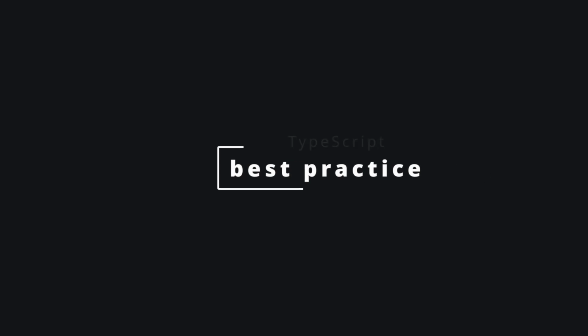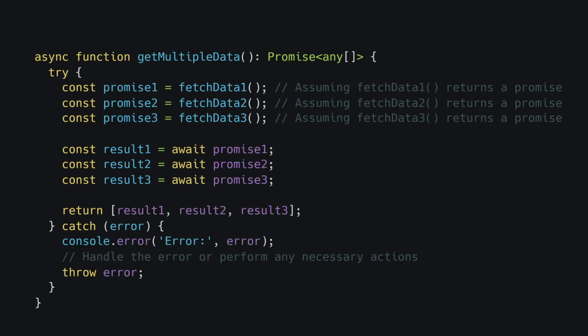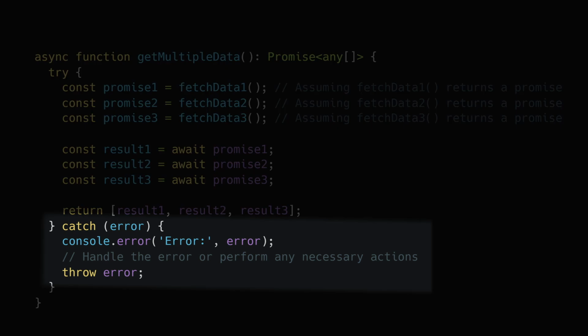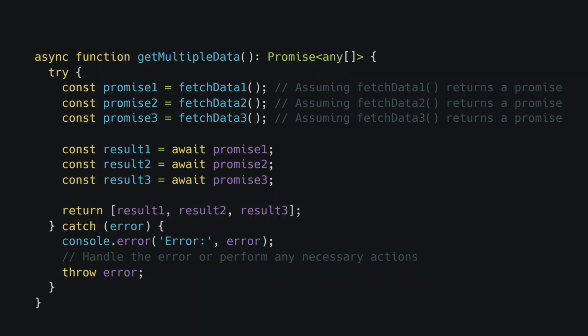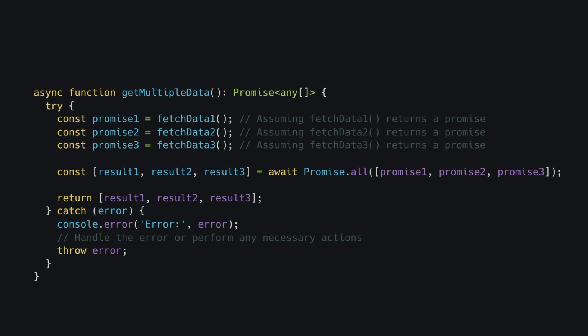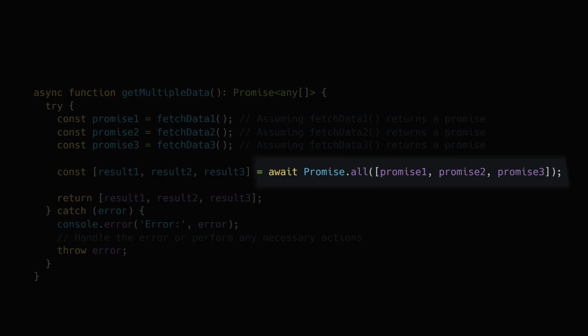Before we wrap up, let's talk about some best practices when working with async await. Always handle errors using try-catch blocks to prevent unhandled promise rejections and ensure graceful error handling. Use async await when working with promises that depend on each other or need to be executed sequentially. When dealing with independent promises that can be executed concurrently, consider using Promise.all or Promise.race for efficient parallel execution.